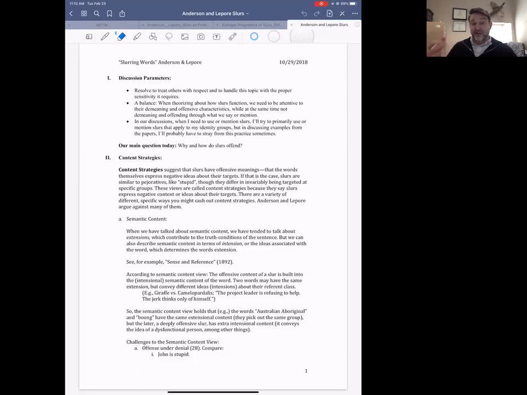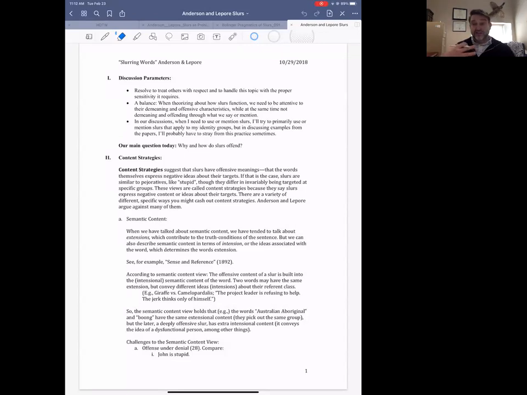And then just as a rule of thumb, in our discussions, when I need to use or mention slurs, I will try to primarily use or mention slurs that apply to my identity group. But in discussing examples from the papers, I may have to stray from this practice sometimes. Obviously, these papers use or discuss a number of very offensive words. I will not be using those words myself. I won't even be mentioning those words. I will instead use the non-offensive analogs that I was just discussing. So that's my plan going forward here.